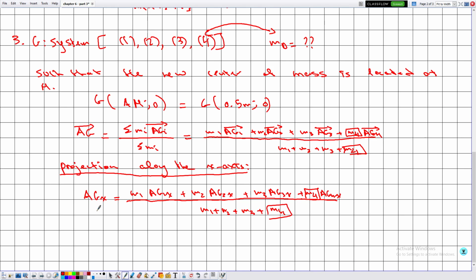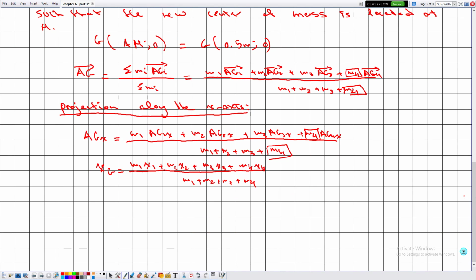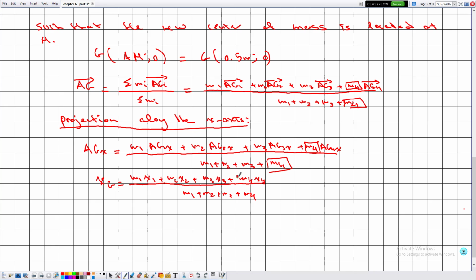point A. Then these distances can be reduced to the coordinates of the corresponding point, which is given by xg, which is equal to m1 x1 plus m2 x2 plus m3 x3 plus m4 x4 divided by m1 plus m2 plus m3 plus m4. Knowing that we are interested in determining the value of m4, corresponding to the fourth value.